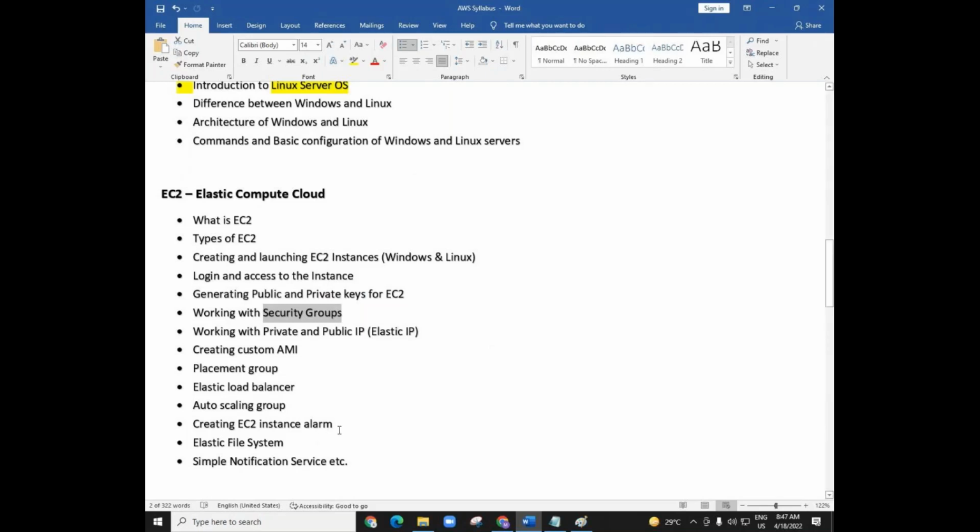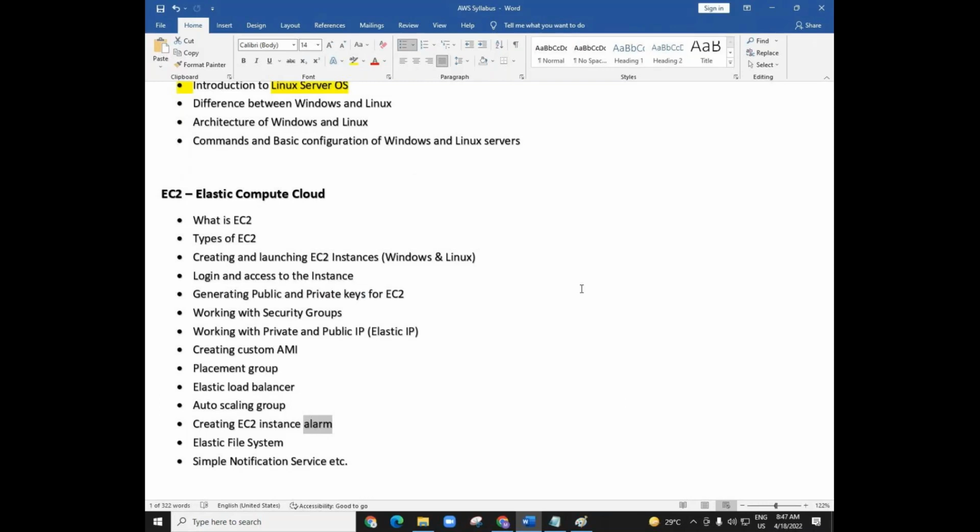There is a concept called alarm here. What we can do is set an alarm in our EC2 machine. We can select, okay, if this many resources are used, for example, imagine you have a total of 8 GB RAM in your EC2, which is, let's say, a virtual machine. So you have a total of 8 GB RAM in your virtual server. Out of 8 GB, suppose 6 GB RAM is already in use.